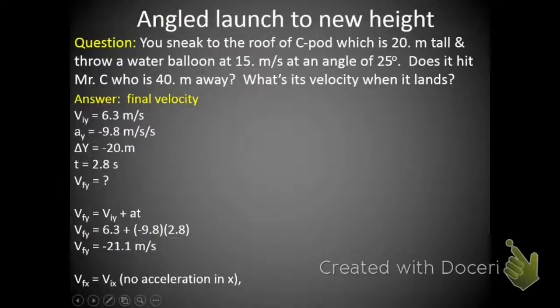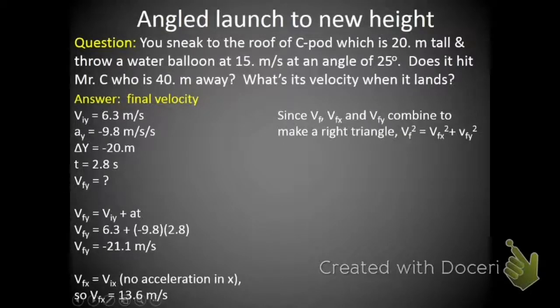The final velocity in the x direction is the same as the initial velocity in the x direction because it's not accelerating. So I actually don't need to do any math. I just take that same number that I started with. Now I need to turn this into a final velocity by combining these. We're going to combine them in a right triangle, based on the final velocity in the y direction and the final velocity in the x direction, and the overall final velocity will be the hypotenuse of this triangle.